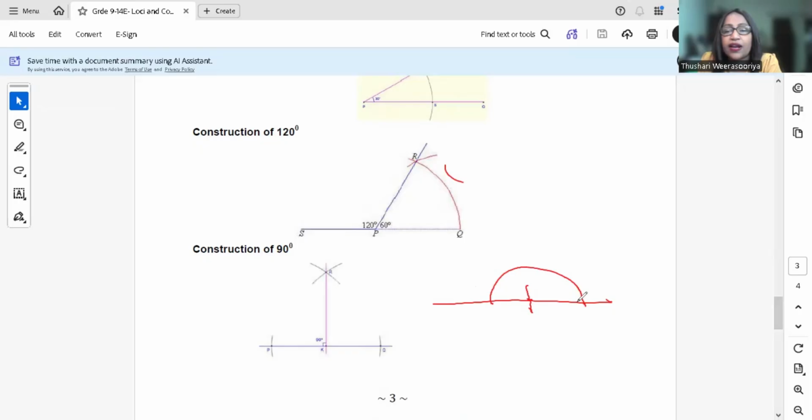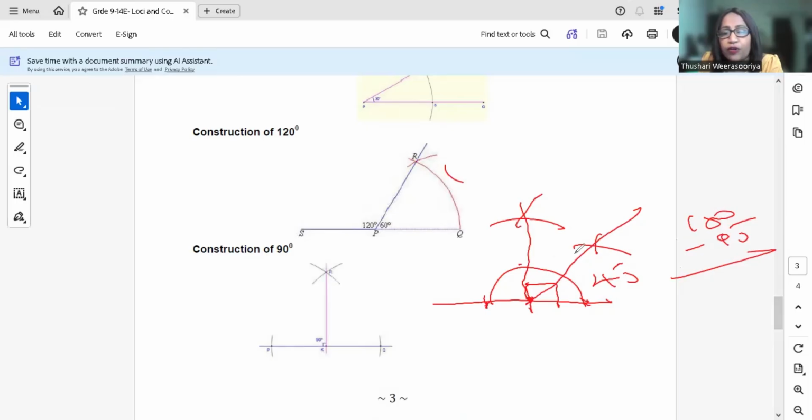I'm going to bisect this 180. How to bisect an angle? Keep the compass point at the vertex and draw an arc. Keep the compass point here, draw another arc. Keep the compass point here, draw another arc. Join this, you get 90 degrees. How to construct 45? Keep the compass point here, construct this. Keep the compass point here, construct. Bisect this 90. There you get 45. How to construct 135? 180 take away 45. Draw 45 on the other side, automatically you get 135.